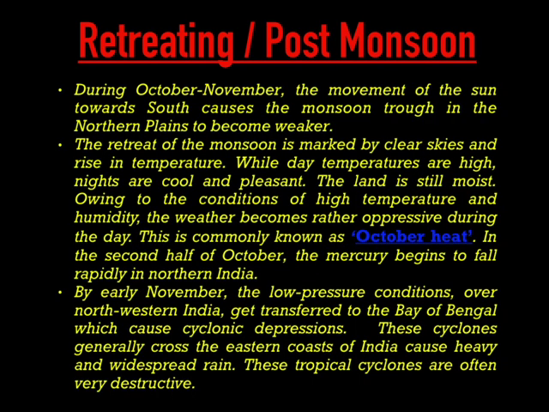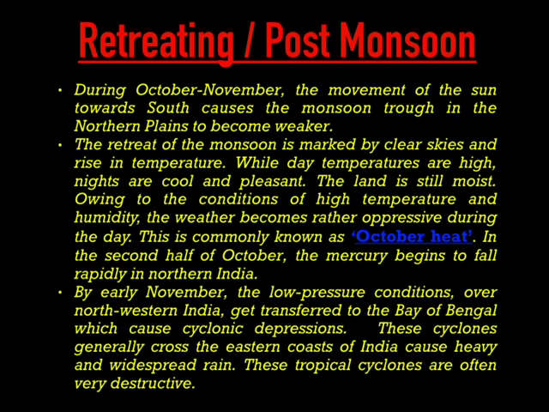So just see the retreating or the post monsoon. During October and November, the movement of the sun towards south causes the monsoon trough in the northern plains to become weaker. This happens due to the apparent movement of the sun. I will bring a fresh video for that apparent movement of the sun phenomenon.